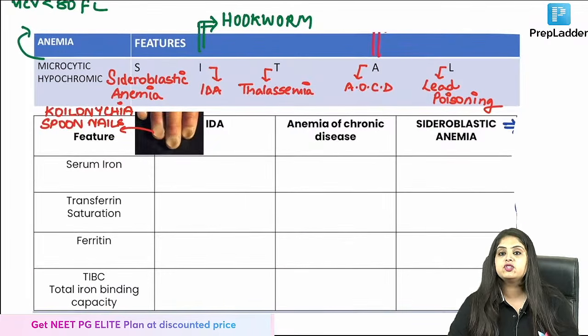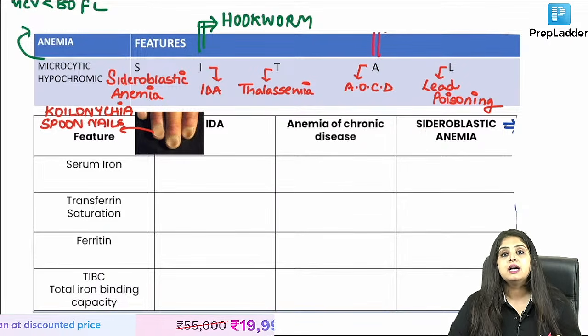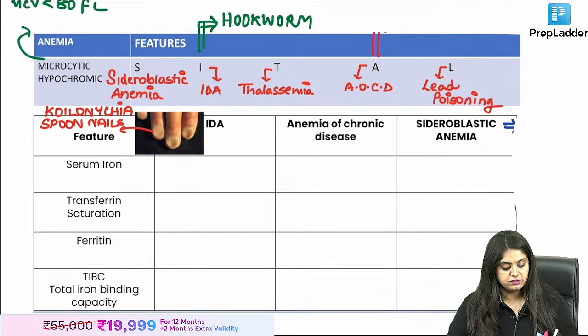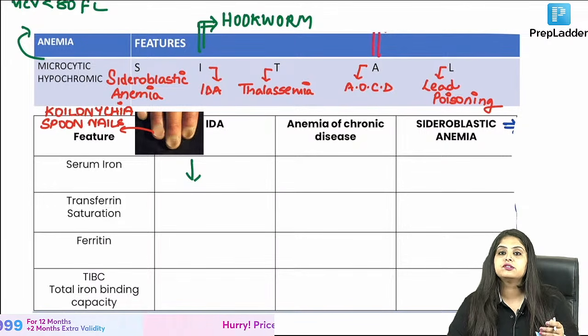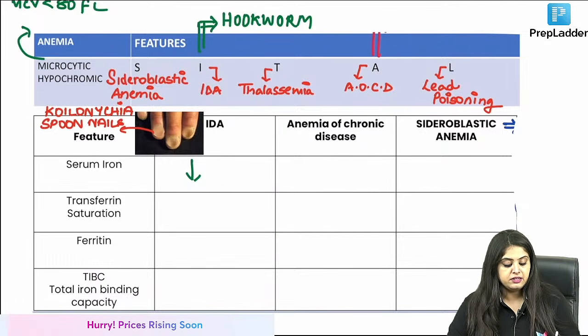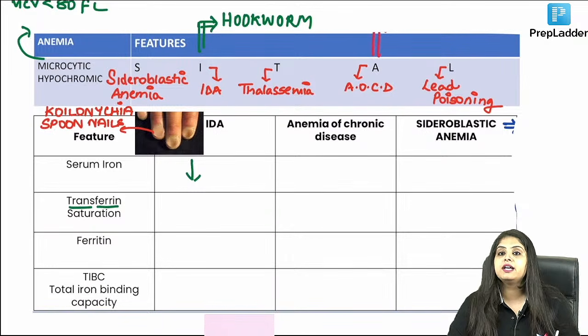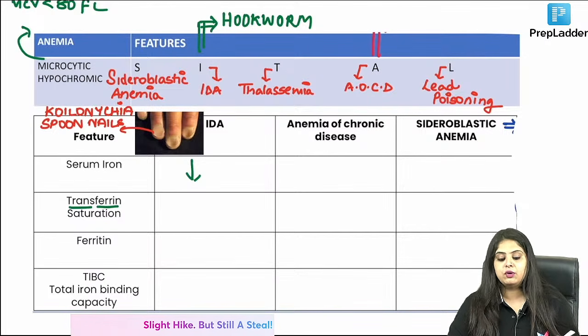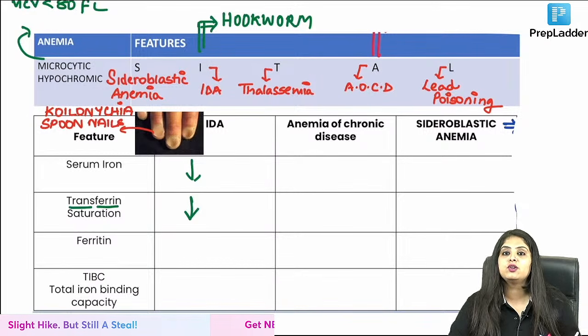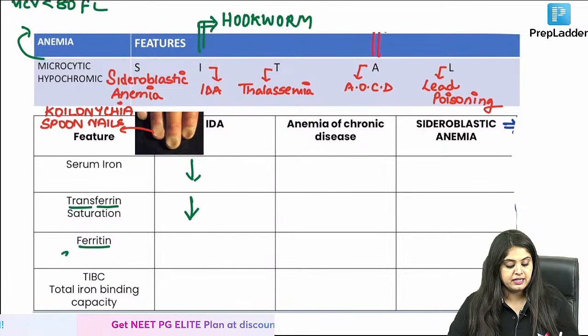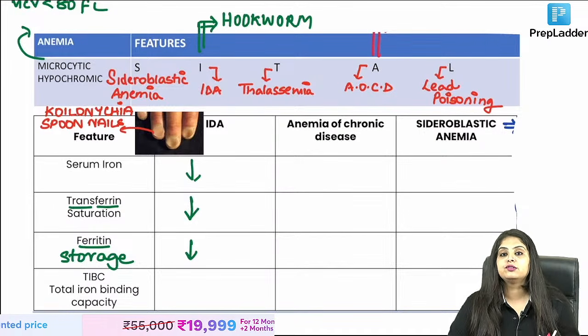These two things that are mentioned are very, very characteristic of iron deficiency. Now in iron deficiency, I will notice its deficiency. So serum iron will be less. Transportation of iron is by transferrin. If there is no iron, then the transferrin saturation will also be less. And what is ferritin? That is the storage form of iron. If there is no iron, then the storage form is also going to be less.